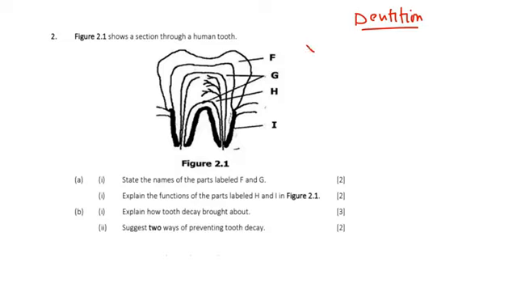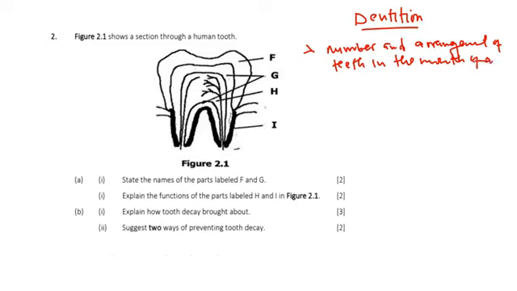The first thing you need to know is how to define dentition. So what is dentition? It is just the number and, of course, arrangement of teeth in the mouth of an animal. That is what we call dentition.